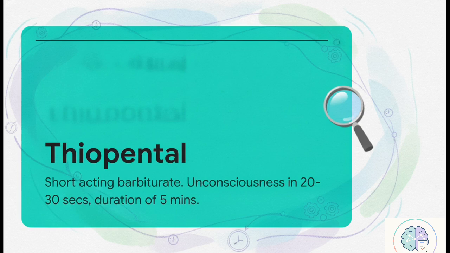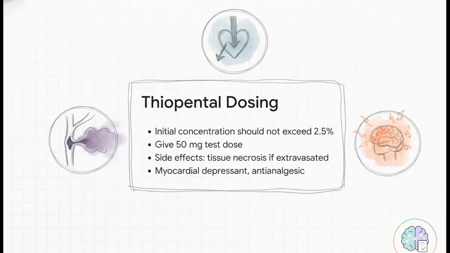This one is a short-acting barbiturate that causes unconsciousness incredibly fast, in just 20 to 30 seconds, and the total duration is only about 5 minutes. Now, thiopental requires some real precision. The initial concentration should be less than or equal to 2.5%, and you give a 50 milligram test dose.